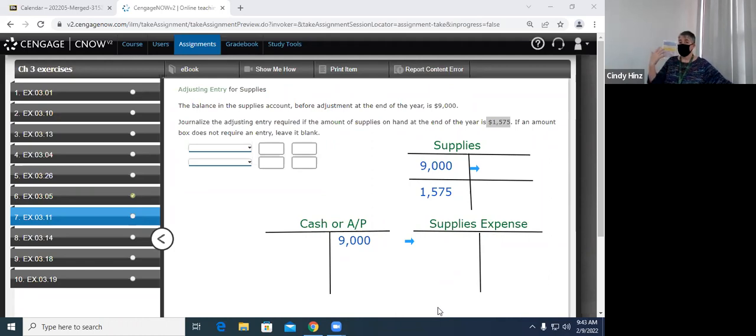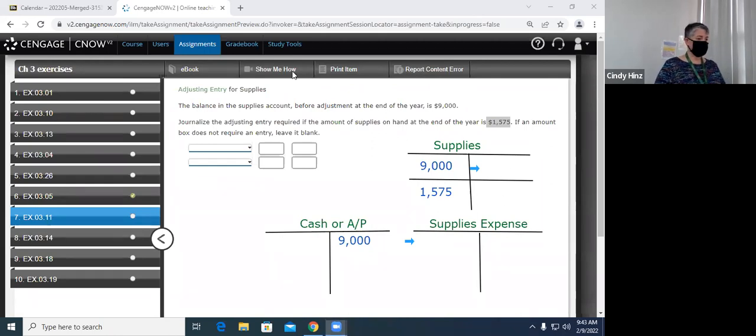Why? Because we've used those supplies. We had them, we don't have them anymore. And so we need to debit the supplies expense account so that our income statement accurately reflects the cost of the supplies that were used during this year.